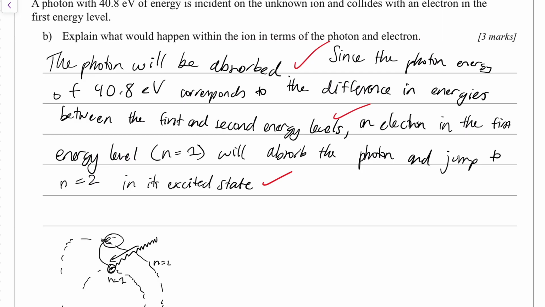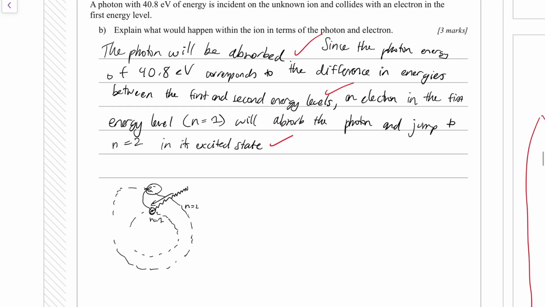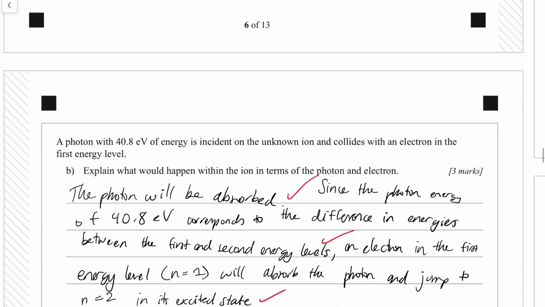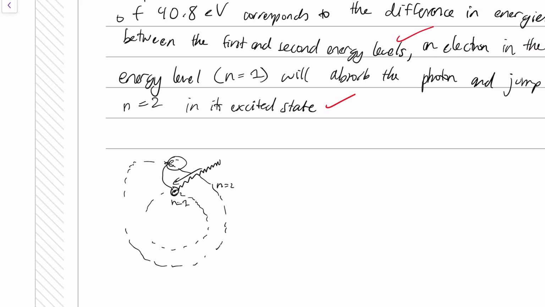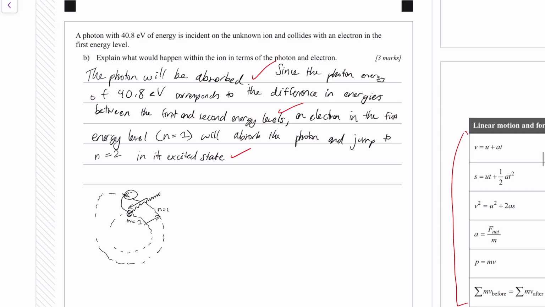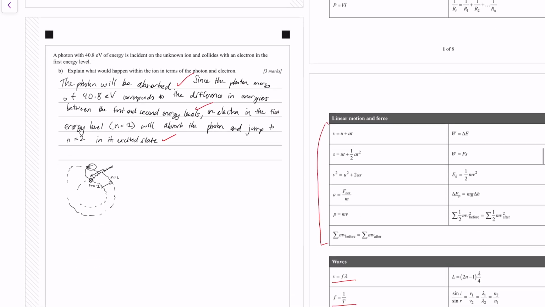Okay, so that's essentially what happens, right? So if an electron gains more energy, it's going to go more outer of the shell and go to higher energy levels. Okay, from n equals 1 to n equals 2, for example. So that's essentially what's happening. All right.